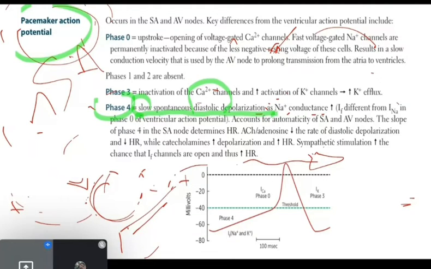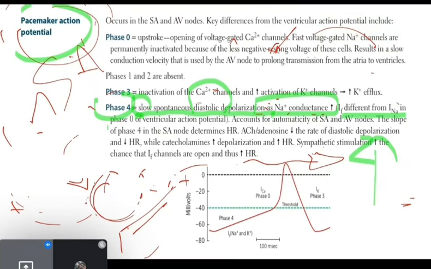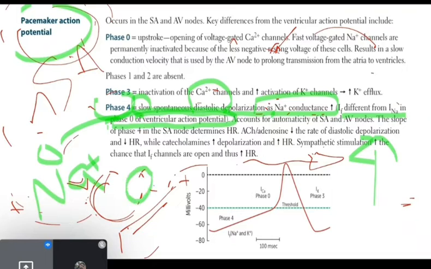Then you have the sodium conductance increase. The sodium conductance, which is the sodium inside the cell, will increase. The funny channels are the sodium getting into the cell. So the funny current is different from the sodium in phase 0, as we see here. The sodium here is from phase 0 of the ventricular action potential.